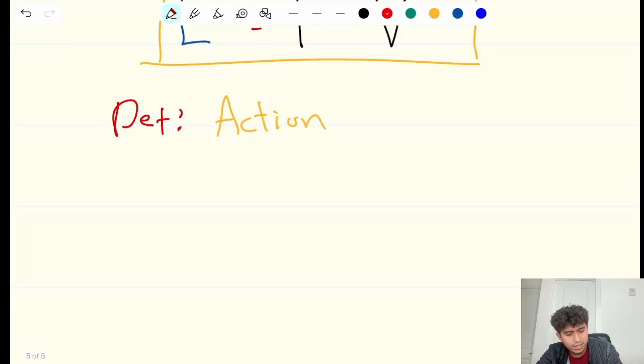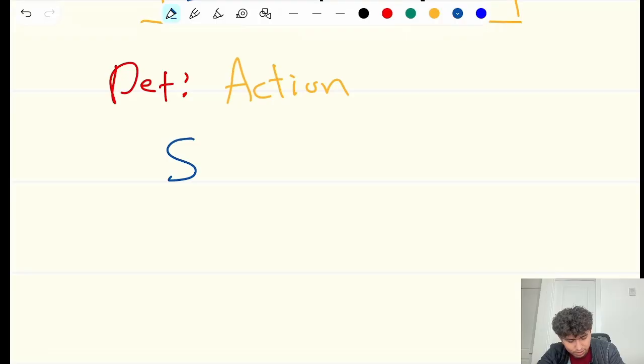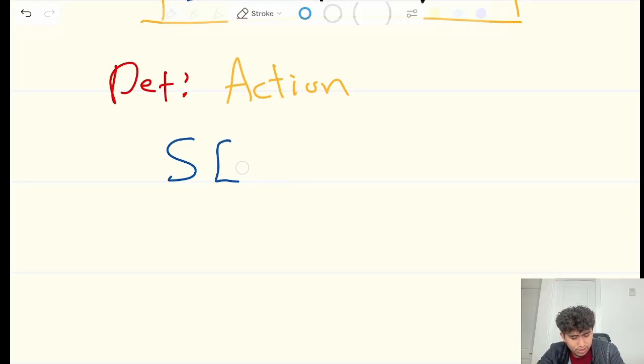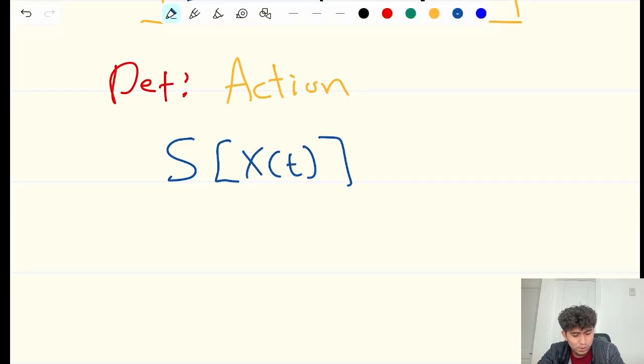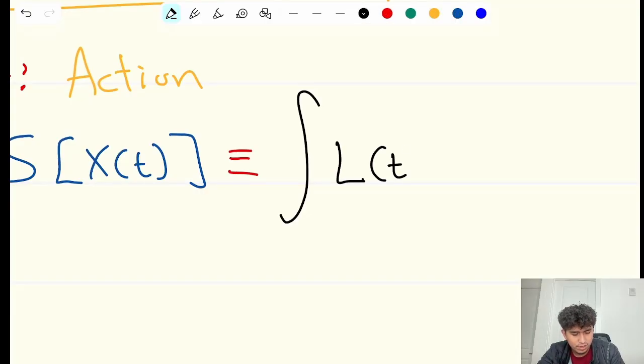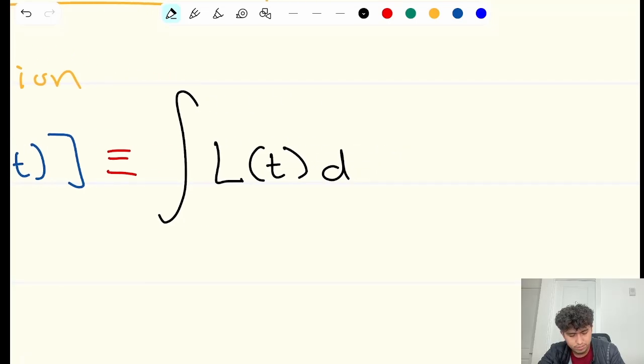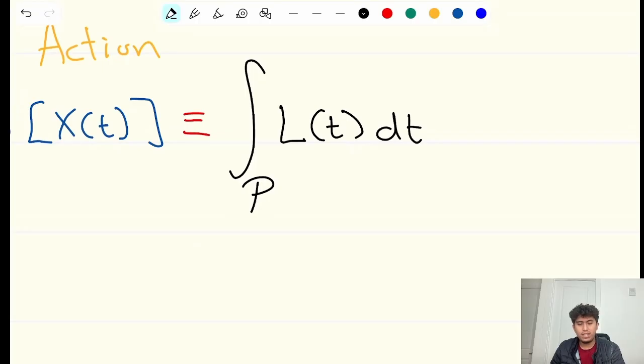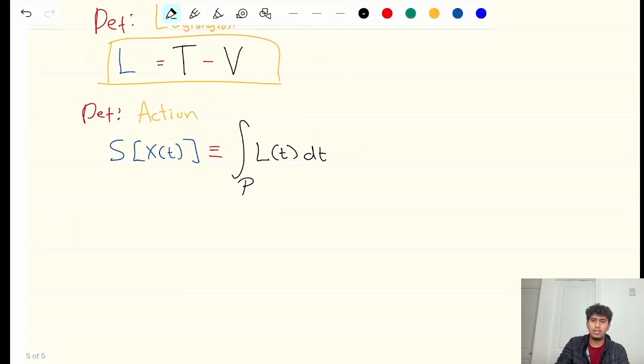Cool. Now, the second definition, the action, is going to be defined, and this is the main quantity of this whole chapter. It's going to be a functional. If you don't know what a functional is, you're going to know it after this lecture. It's defined as just the integral of the Lagrangian in a time interval. So take any path, integrate the Lagrangian over that path, and then you get the action.